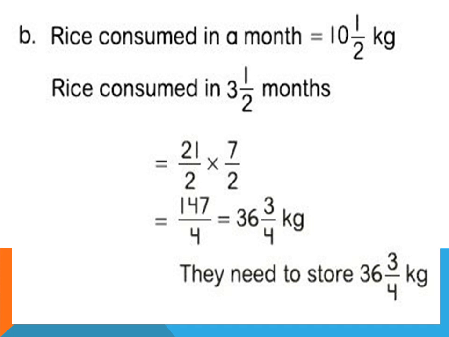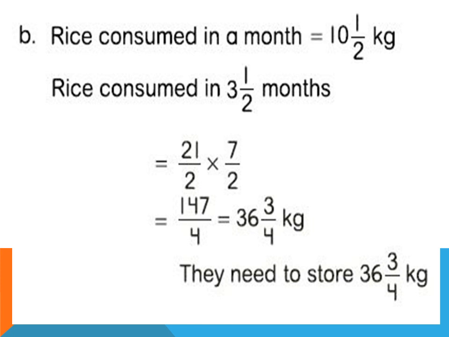So answer number B, rice consumed in a month is 10 1/2 kg. So 2 into 10, 20 plus 1, 21. So 10 1/2 kg when converted into an improper fraction, it will become 21/2 kgs. So rice consumed in 3 1/2 months. Now 3 1/2 converted into an improper fraction will become 3 into 2, 6 plus 1, 7/2 months.